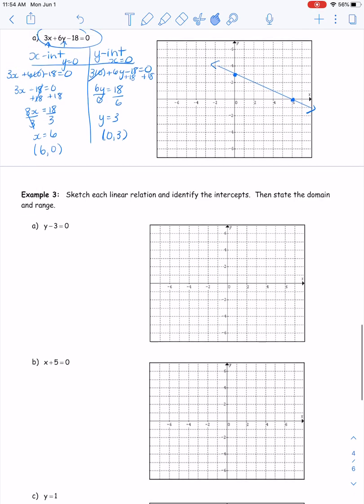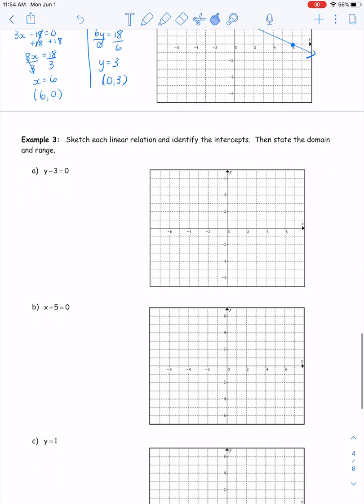Example 3, sketch each linear relation and identify the intercepts. Then state the domain and range. We have done domain and range, so I'm just going to do it all with you. So we're going to sketch each linear relation. So y minus 3 equals 0. So what I need to do here is I'm just going to add 3 to both sides. So y is equal to 3.